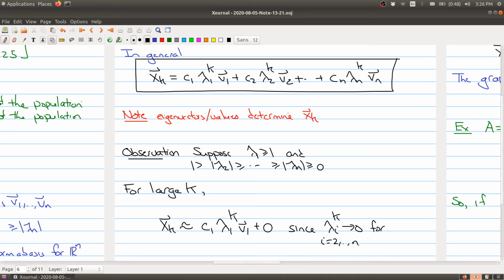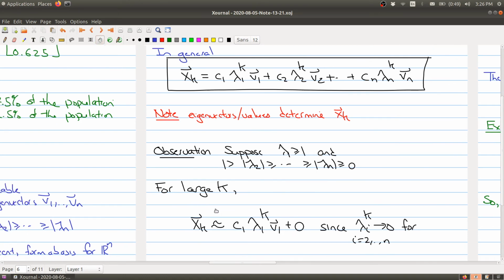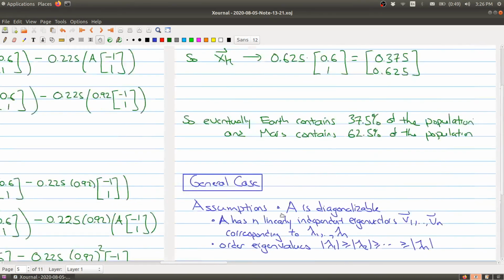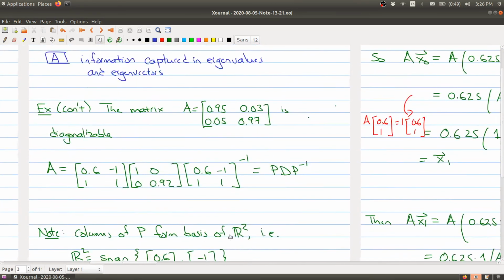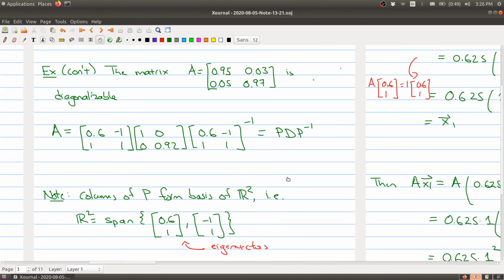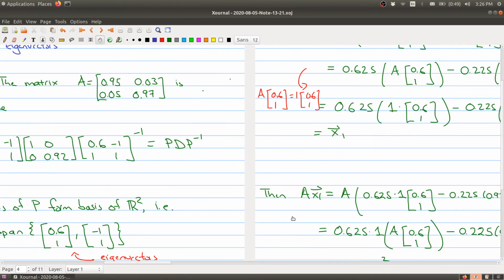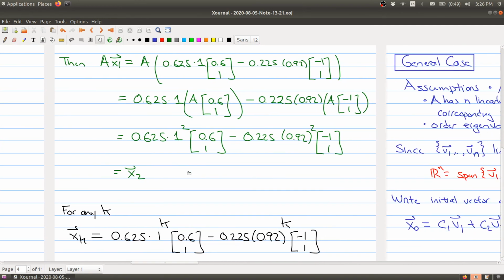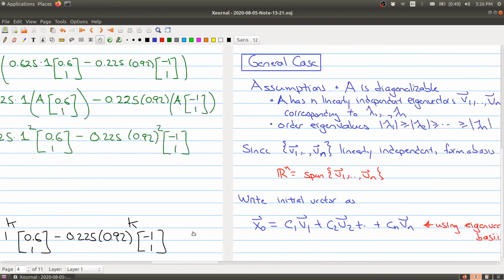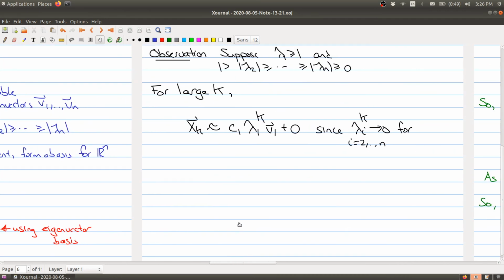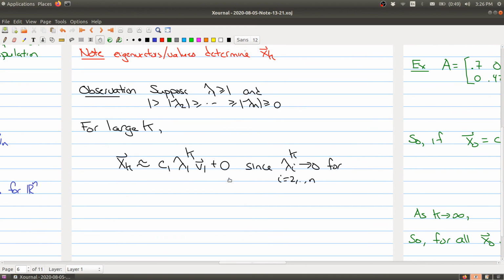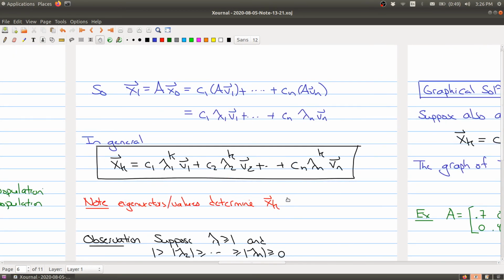And this general situation I just described is actually what's happening in the first example. Let's go back. What did we do? We had our matrix, it was diagonalizable. We had a basis, we wrote x naught in terms of the basis, and then we were able to describe x_k in terms of the eigenvectors and eigenvalues. So that's what's happening for large k. We'll take a quick pause here, and then we'll talk about some of the graphical meanings of this.